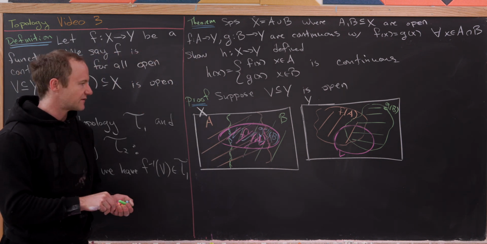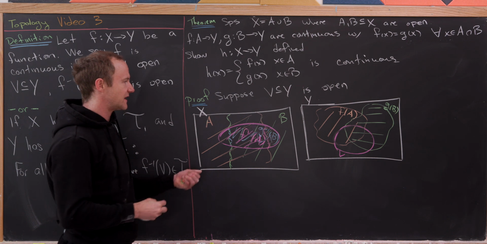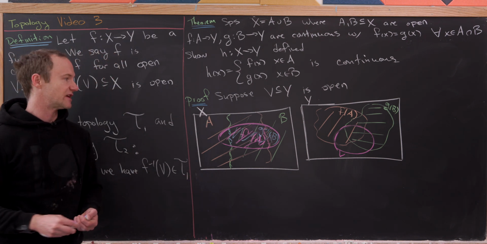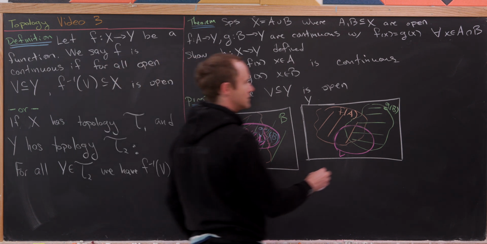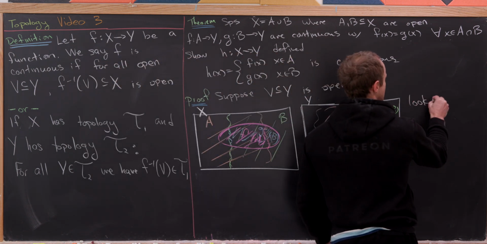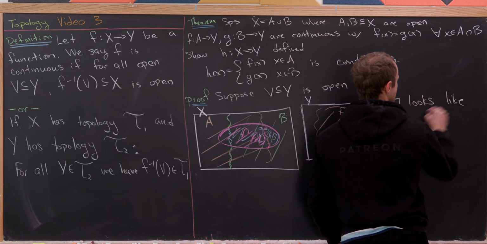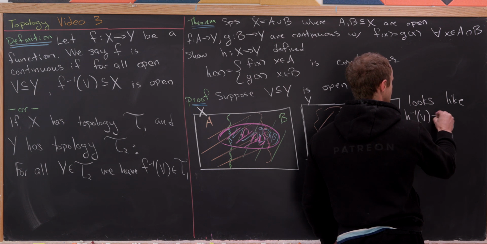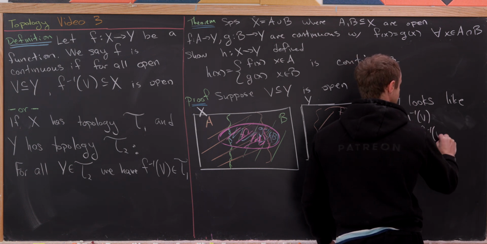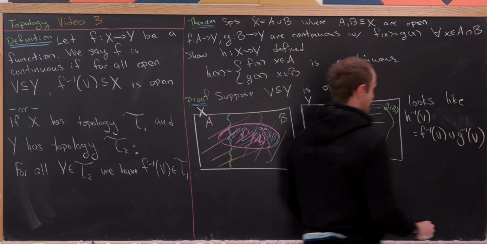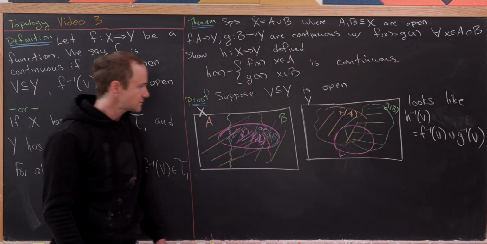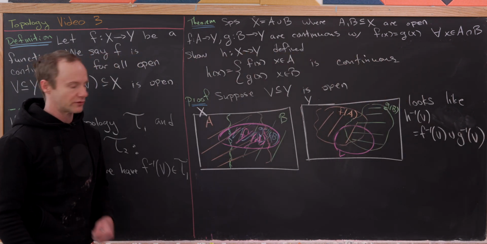And let's observe that the entire thing that's shaded is H inverse of V, but it looks like it breaks down into the union of those two. So let's maybe summarize that over here. So it looks like H inverse of V is equal to F inverse of V union G inverse of V. Okay, nice. So let's see if we can prove that.